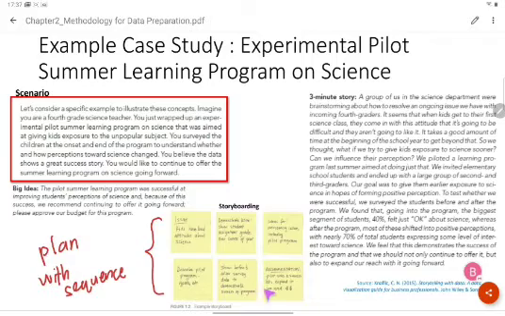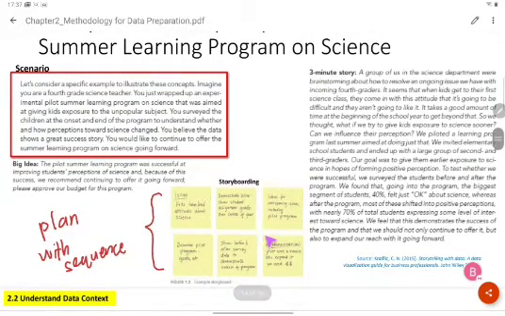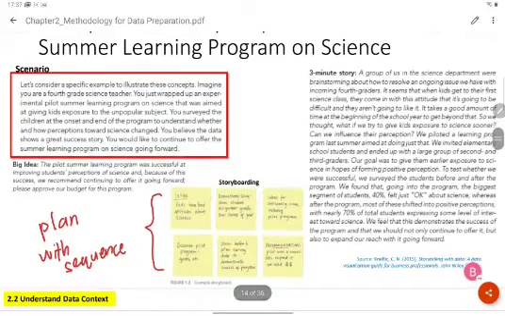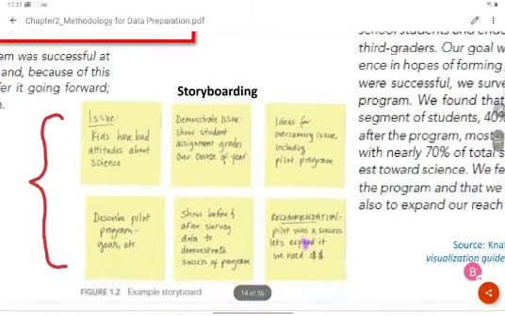Okay, we go first with storyboarding. Storyboarding is how we plan with sequence. So we can see here, the issue is kids have bad attitudes about science.